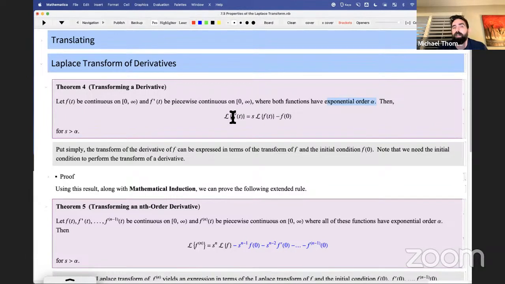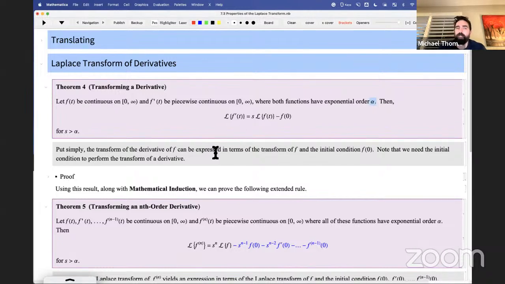Then the conclusion is that if you take the Laplace transform of the derivative, it's equivalent to s times the Laplace transform of the function, minus the function evaluated at 0. This is where your initial conditions come in. So I mentioned this back in 7.1. It's weird that you would take an entire IVP along with the initial conditions and transform everything, including the initial conditions. The reason why is because of this theorem here. And this is valid for s greater than alpha, and that's because of the order on the functions.